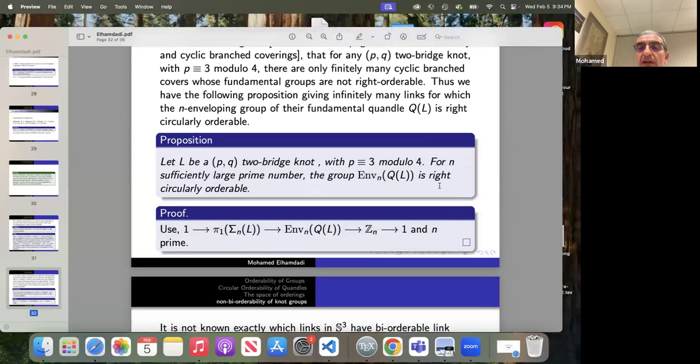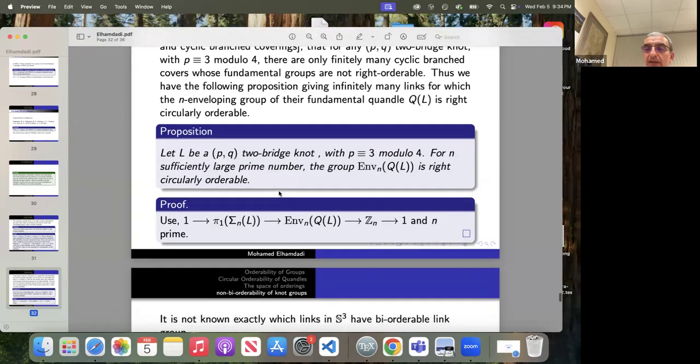Now, as in the previous theorem, you just consider L to be the (P,Q) two-bridge knot with the condition that P is congruent to 3 mod 4, for n a sufficiently large prime number. The enveloping group n of the fundamental quandle of L is right orderable. One may ask why the condition that n is prime? Because Zn is circularly orderable only when n is prime. For example, Z2 cross Z3 is not circularly orderable. In other words, Z6 is not circularly orderable.